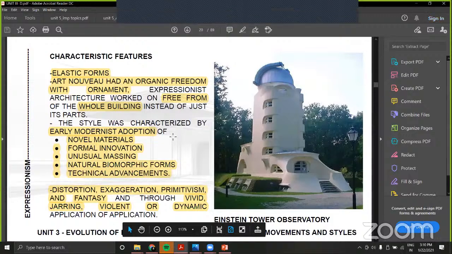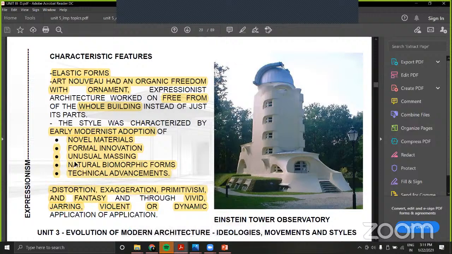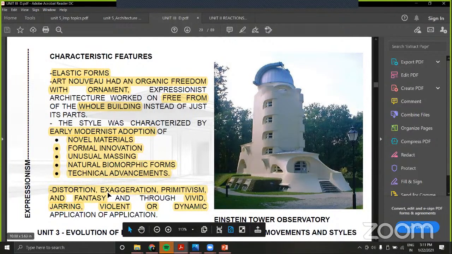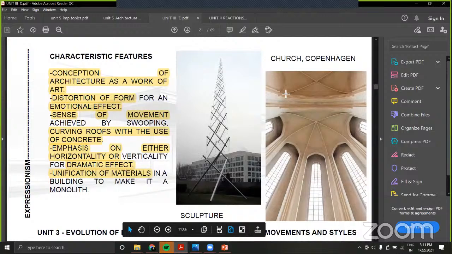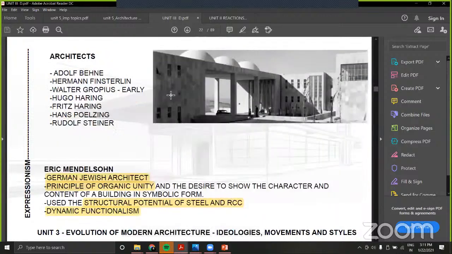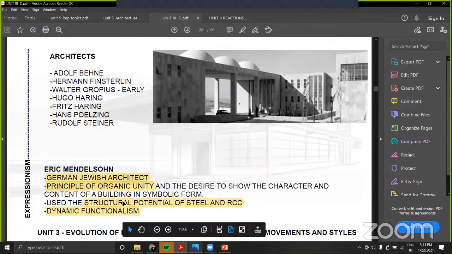So the style was characterized by early modernist adaptation of novel materials, formal innovation, unusual massing, natural biomorphic forms, and technical advancement. As for expressionism, they used distortion, exaggeration, primitivism, and fantasy, and throughout a vivid, jarring, violent, or dynamic application. Yeah. So that is the characteristic feature.